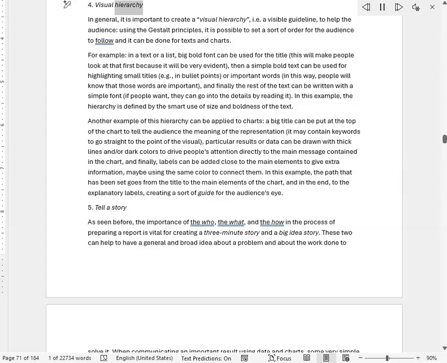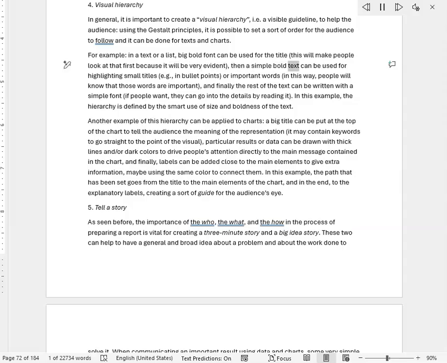4. Visual hierarchy. In general, it is important to create a visual hierarchy, i.e. a visible guideline, to help the audience. Using the Gestalt principles, it is possible to set a sort of order for the audience to follow, and it can be done for texts and charts. For example, in a text or a list, big bold font can be used for the title. This will make people look at that first, because it will be very evident.